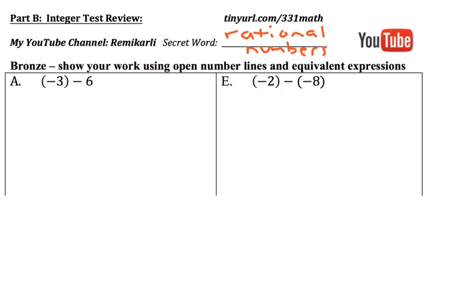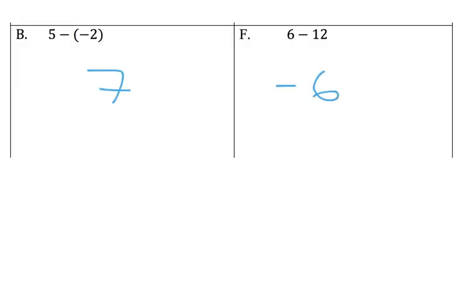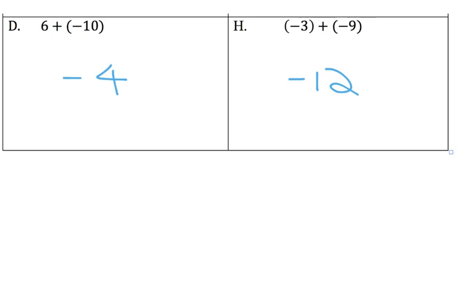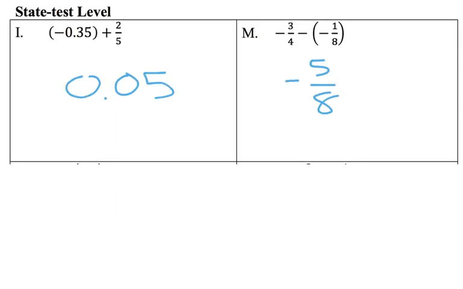So let's quickly go over the answers, and I bet with most of you I at least tricked you once, so make sure to review anything that you still need work at. Alright, so A is -9, E is +6, B is 7, F is -6, C is 2, G is 2/3, D is -4, H is -12.